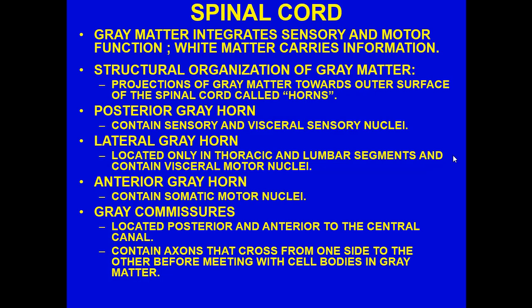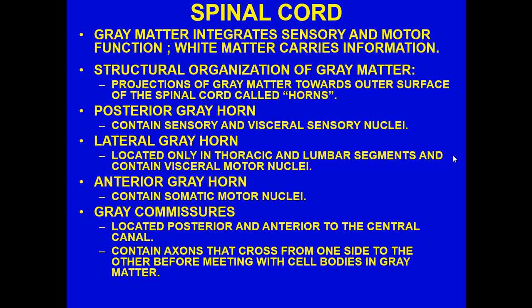Lateral gray horn. This is located only in the thoracic and lumbar segments. And the reason being is that it will contain visceral motor nuclei, which is involved with the autonomic nervous system. The anterior gray horn contains somatic motor nuclei, and these will be involved in movement and control in the skeletal muscle area throughout the body.